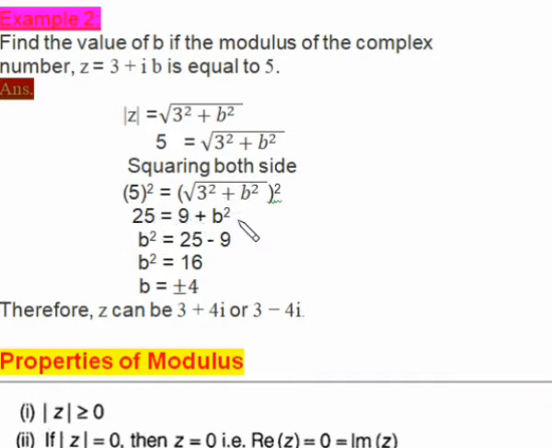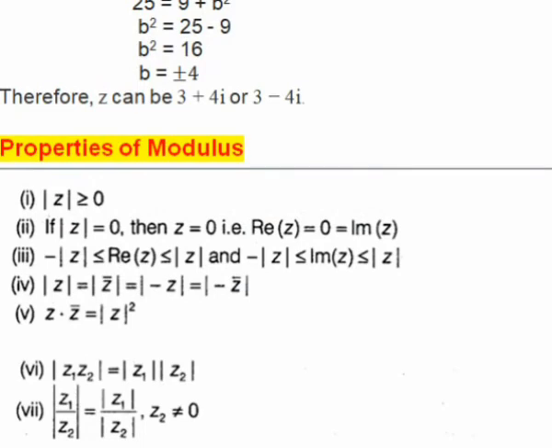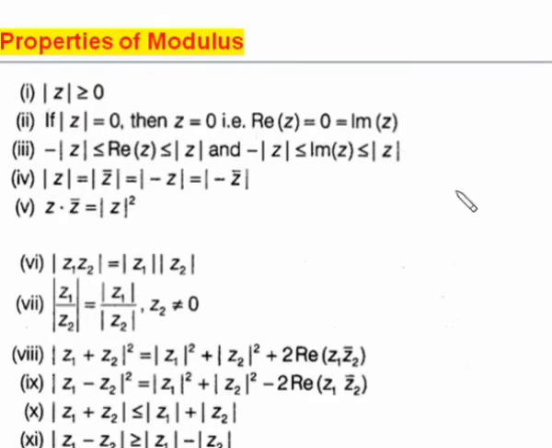25 is equal to 9 plus b square. 9 comes to this side, b square is equal to 25 minus 9, and we get the result 16. The value of b square is equal to 16, and the value of b is equal to plus or minus 4. Therefore z can be 3 plus 4i or 3 minus 4i. Understood? Now see some properties of modulus.